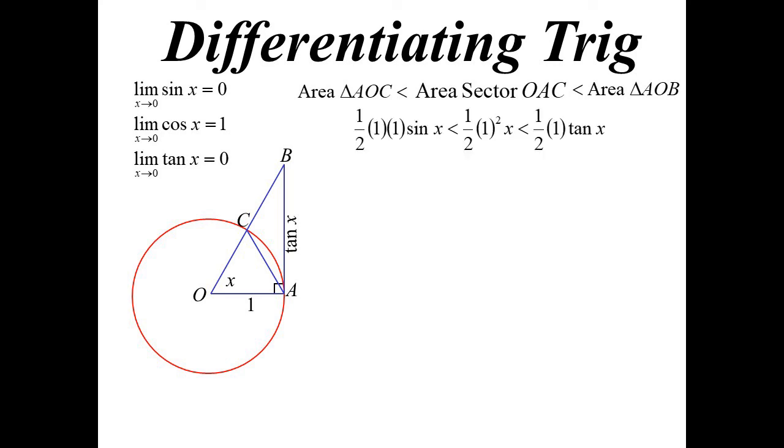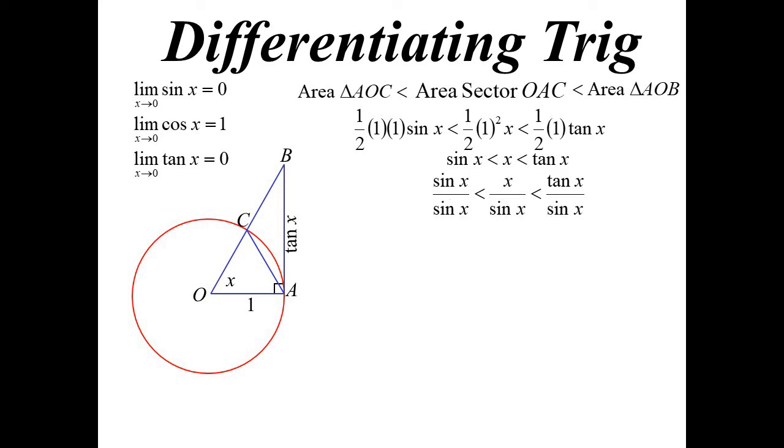So the area of the first triangle is a half ab sine C. So in this case, 1 times 1 times sine x. Area of the sector, half r squared theta, in this case half 1 squared x, and the area of the right-angled triangle, half base times height, so half of 1 times tan x. Well, we certainly can tidy that up. They're all times a half, so let's get rid of the halves. I end up with x is in between sine x and tan x.